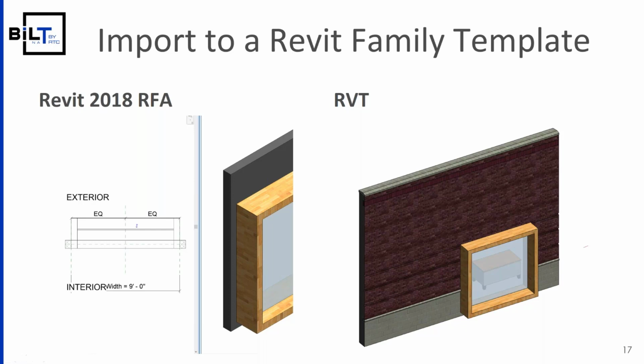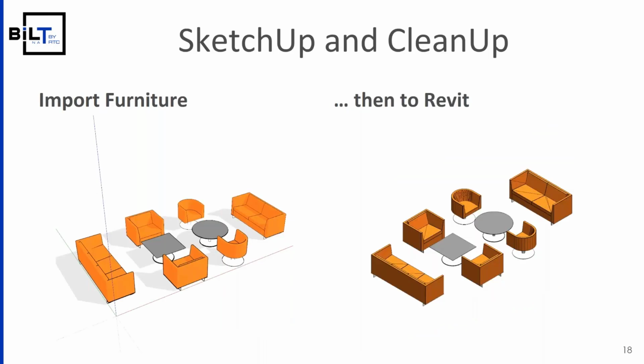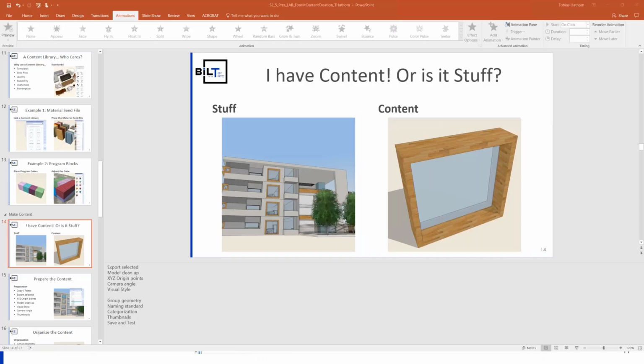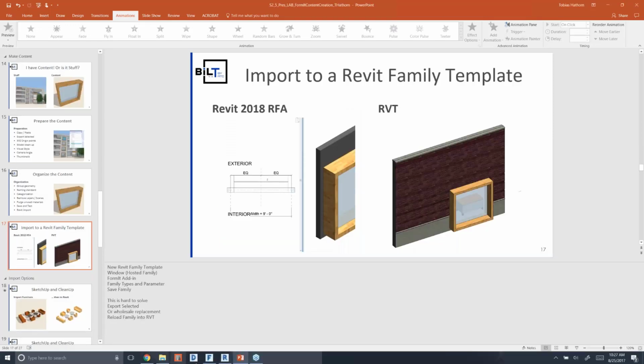People who've used FormIt know that we allow you to choose categories, but we don't allow you to choose a window category. So this is one way to get your FormIt content into Revit as a different family template than what we provide. And then we'll come back into PowerPoint and talk a little bit about some other import content workflows, but this is what we're going to jump into next.